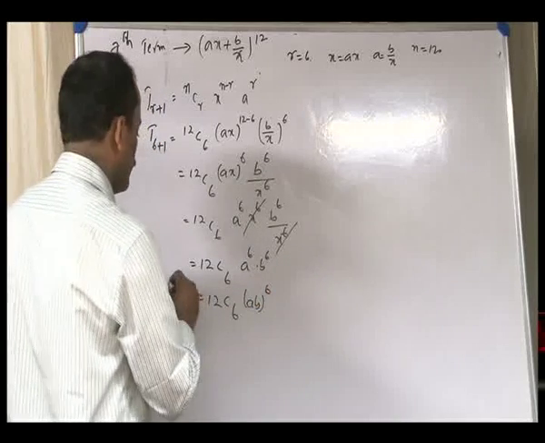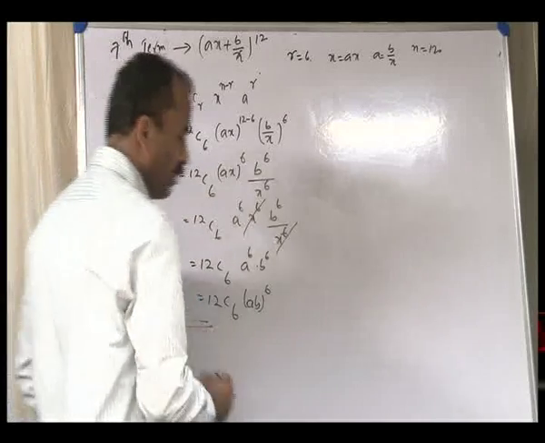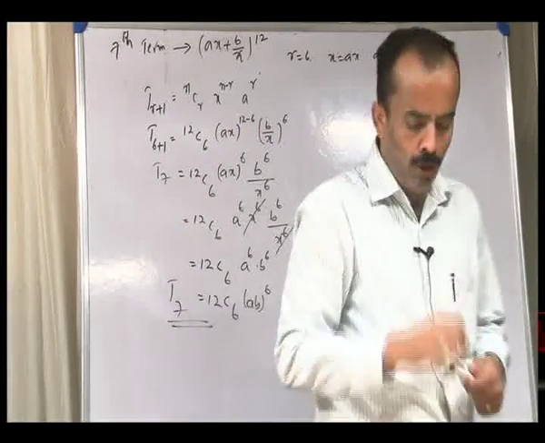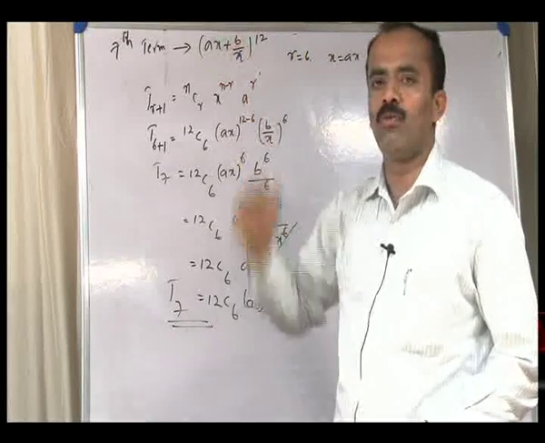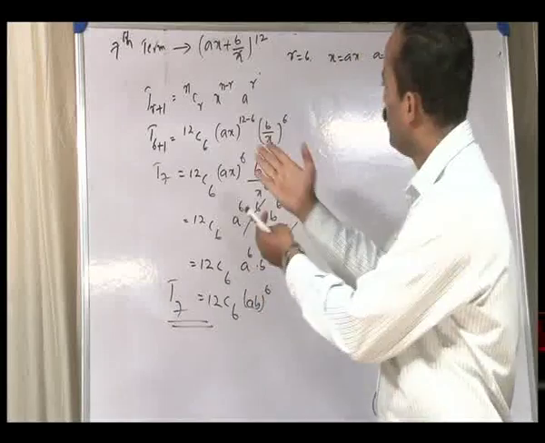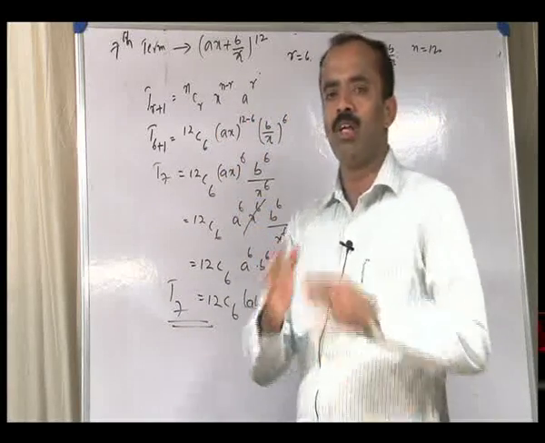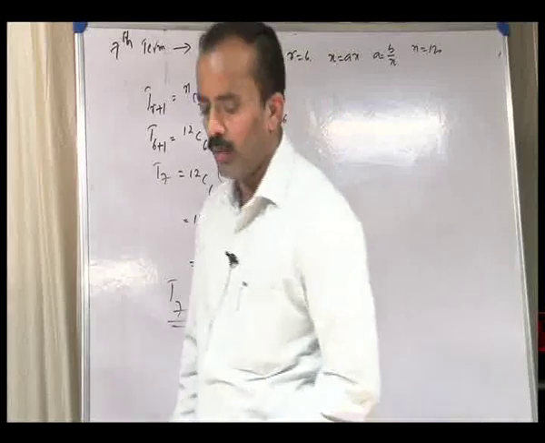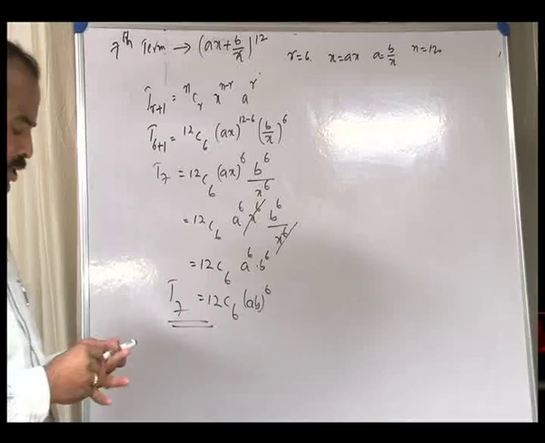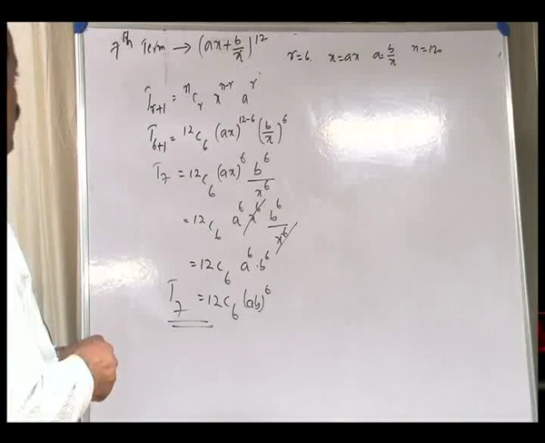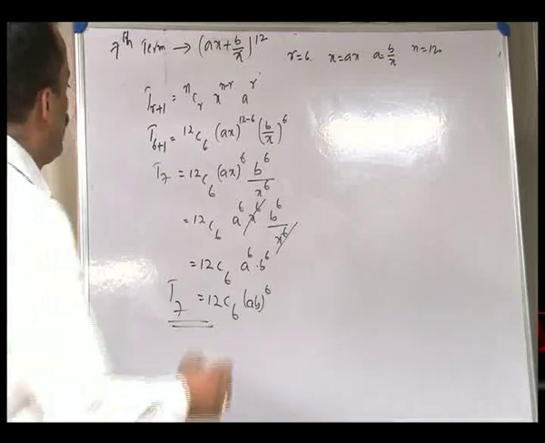This is the seventh term in the expansion of (ax + b/x) whole to the power of 12. You see, using this general term, we can easily find the seventh term in the expansion without expanding, by using the binomial theorem. It is very advantageous. Okay, this is one type of problem in binomial theorem. Next.